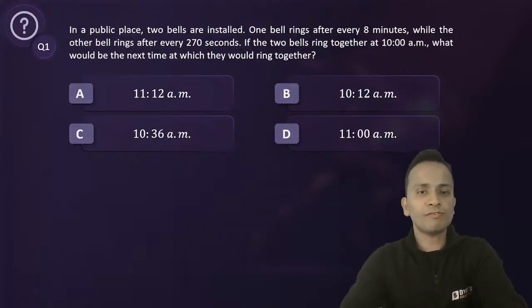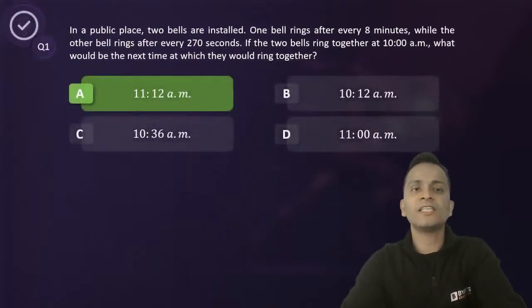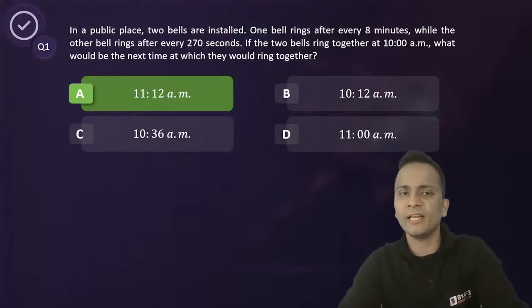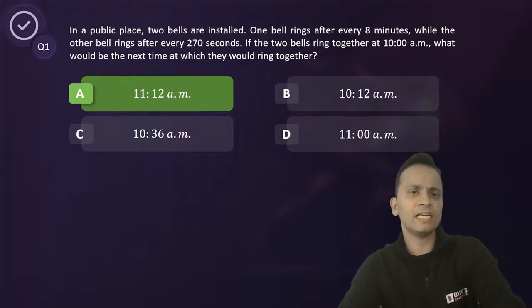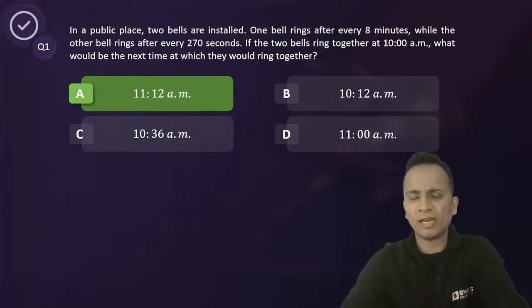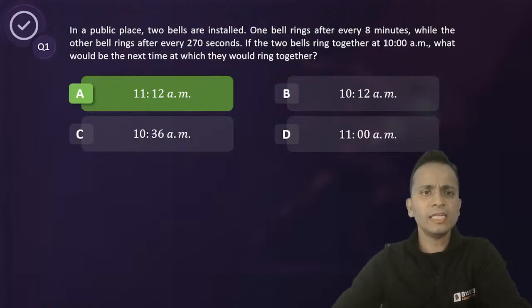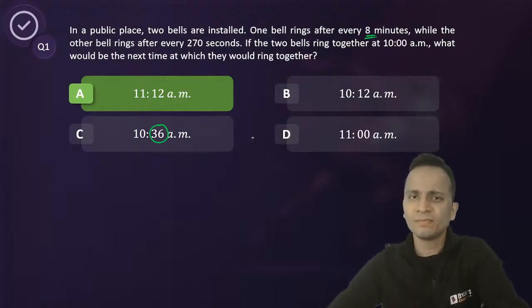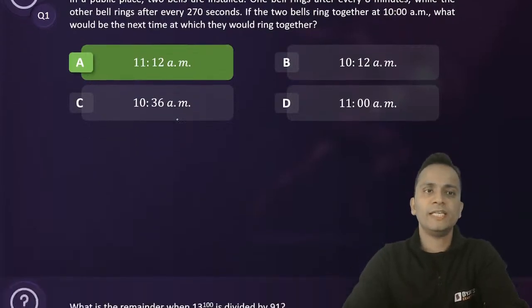Okay, so that was the first question. The correct answer here is 11:12 a.m., which is option A. And I could see a good number of students giving the correct answer. Some of you have given an incorrect answer. It does not matter at all. Someone has given 36. 36 will not be it, right? It is not a multiple of 8. 8, 16, 24, 32, 36 will not come. Okay, so 36 cannot be the answer. Let's move on to the next question.